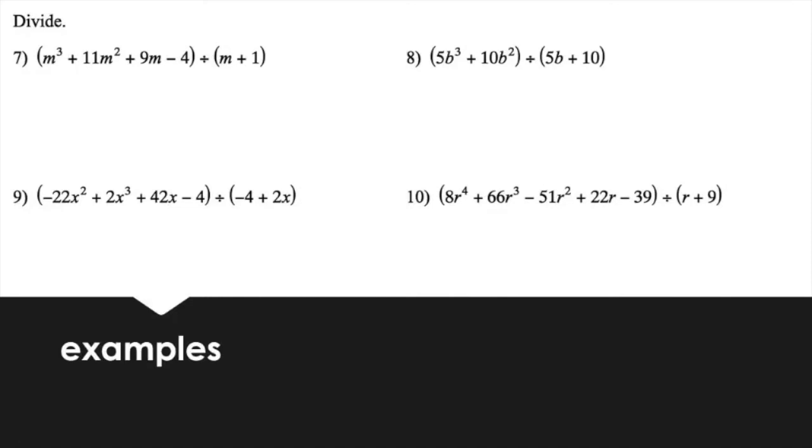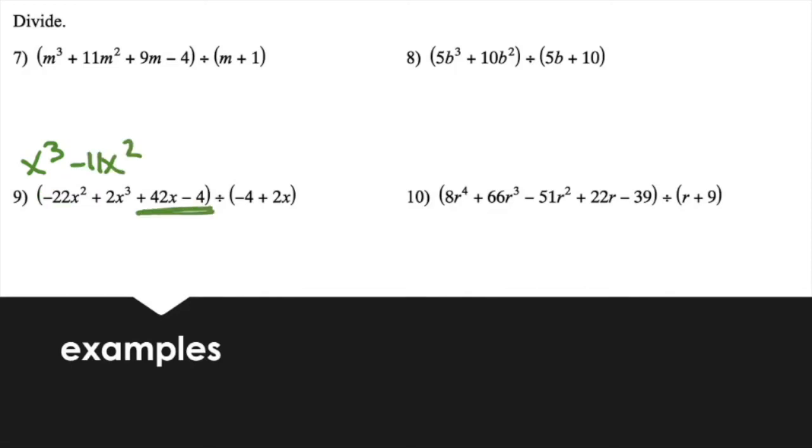Let's do number 9. I want you to notice that all of them can be divided by 2. But I also want you to notice that we have an x cubed there and an x squared there, so it's not in order. So we're going to have to rearrange those. We're going to do that and divide by 2 at the same time. So we're going to put that one first and divide by 2, and it'll be x to the third. This one should be second. We're going to divide by 2. That's going to be negative 11x squared.